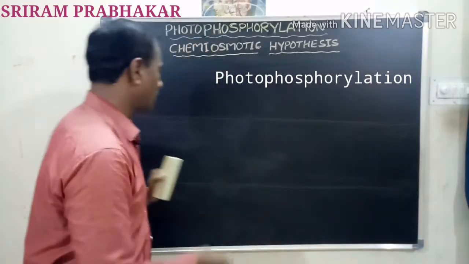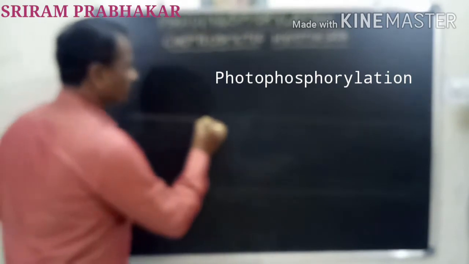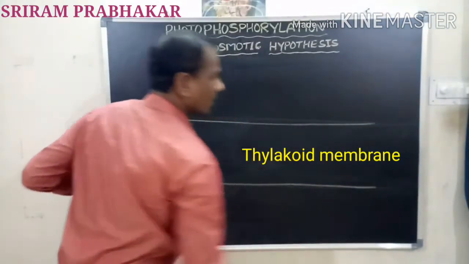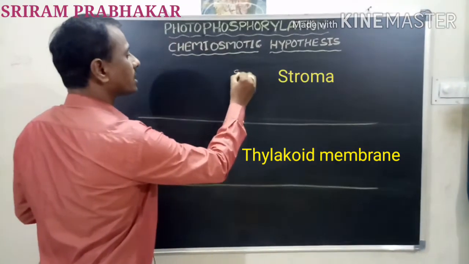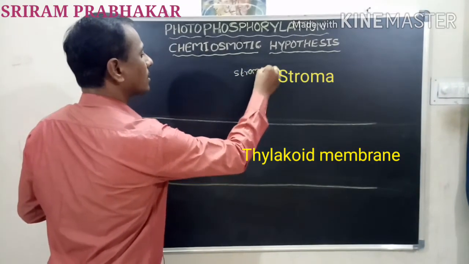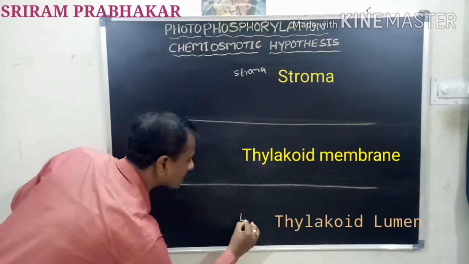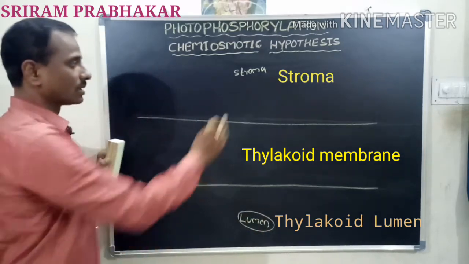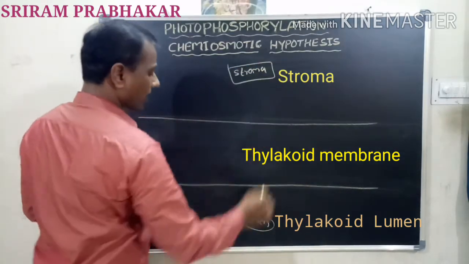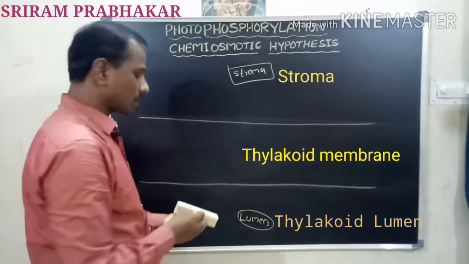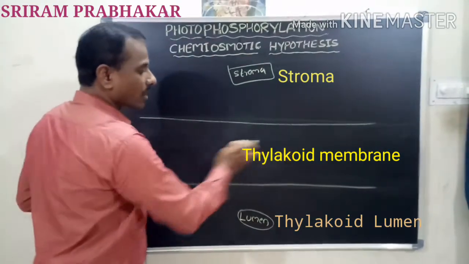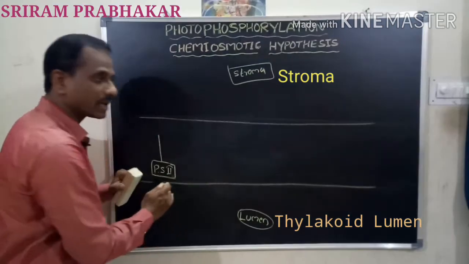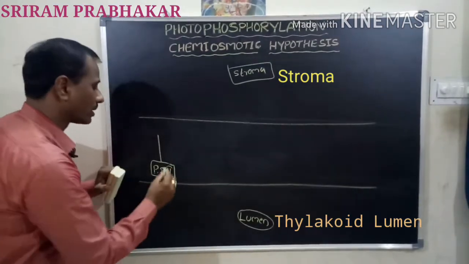So now we see here, this is the thylakoid membrane. We know that the outer portion is called the stroma, and the inner portion is called the lumen. This is the stroma, this part is the lumen. Here, in the thylakoid membrane, PS2 and PS1 both are located.